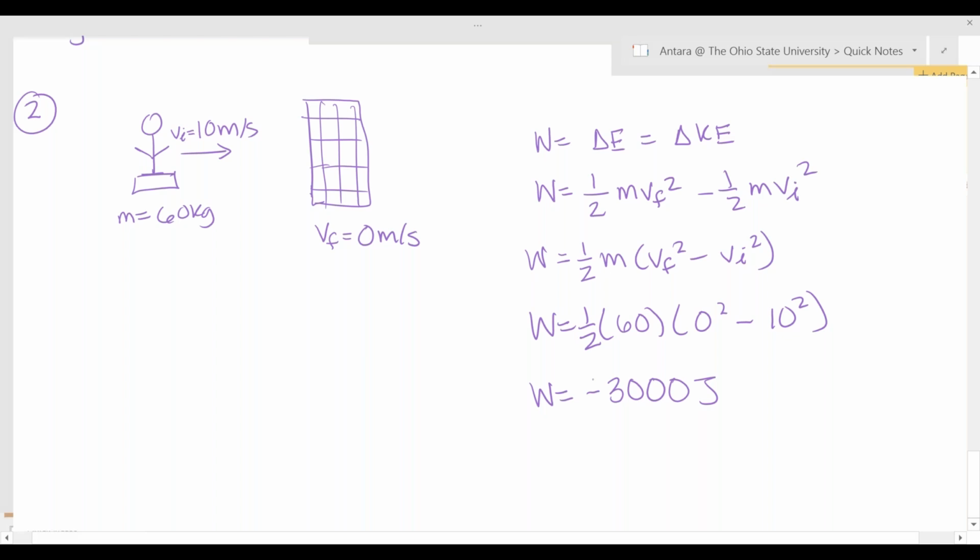So the reason we talk about negative is because work is transferred from an object. So basically, energy is being transferred from the skateboarder to the bricks because the skateboarder had kinetic energy. So this is the answer for this question.